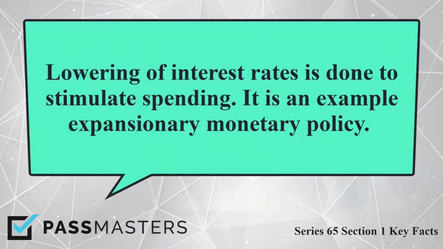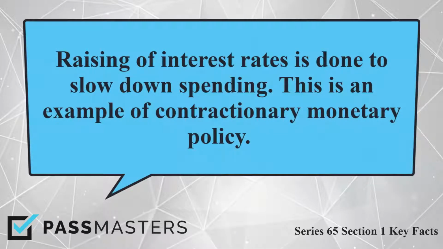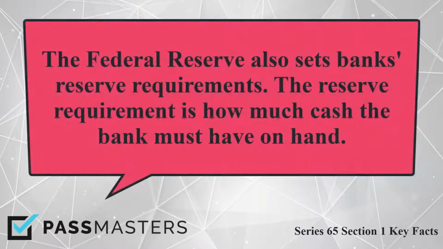Lowering of interest rates is done to stimulate spending. It is an example of expansionary monetary policy. Raising of interest rates is done to slow down spending. This is an example of contractionary monetary policy. The Federal Reserve also sets banks' reserve requirements. The reserve requirement is how much cash the bank must have on hand.